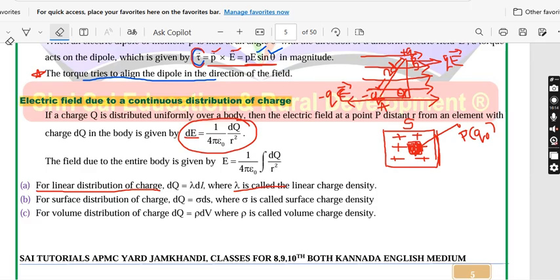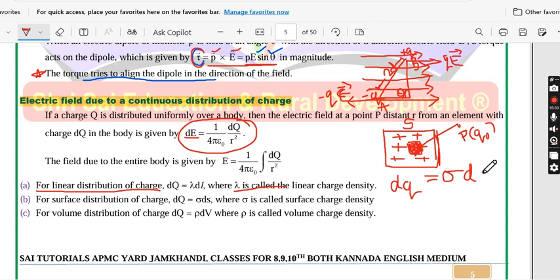Then the charge for that particular small area will become dq is equal to sigma into the small surface, that is ds, where sigma is called the surface charge density. Then how do you calculate the electrostatic force on that particular small surface area? So it will become dF bar.